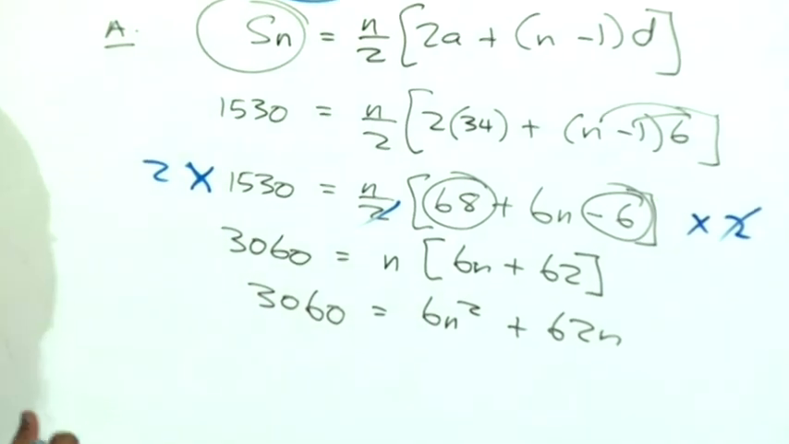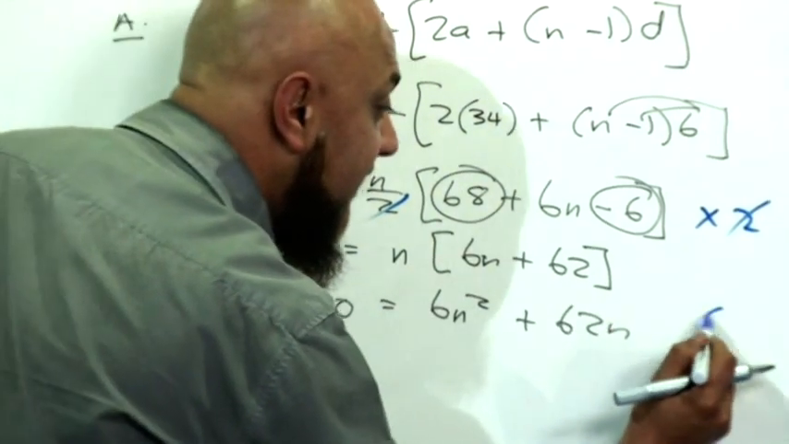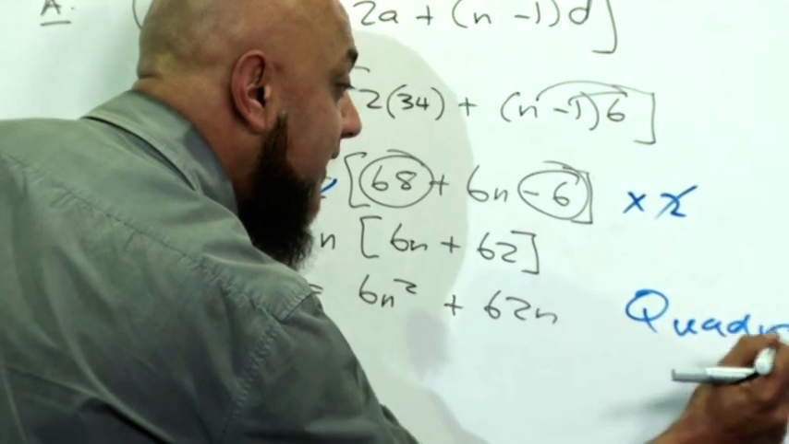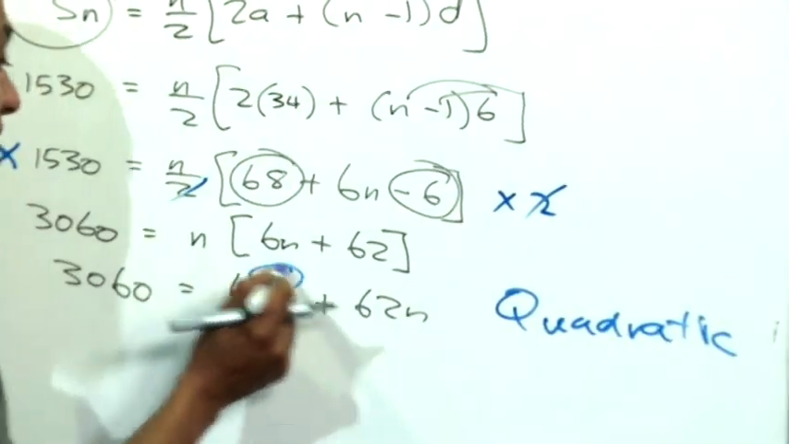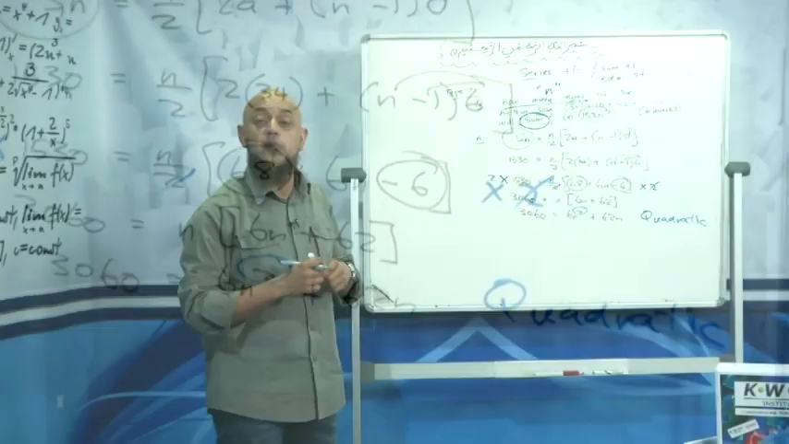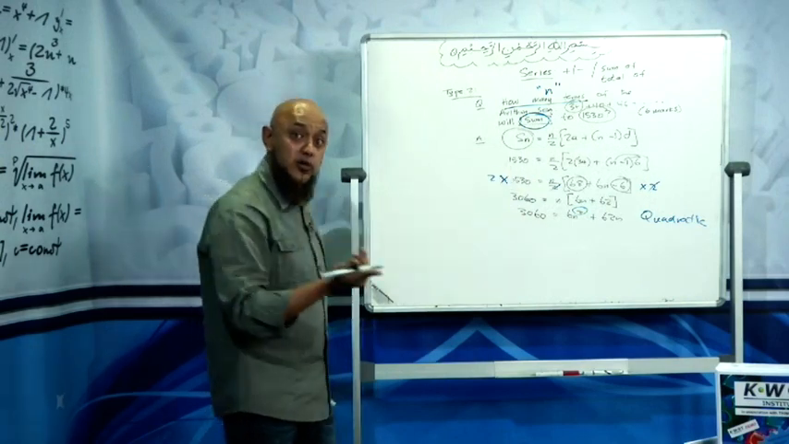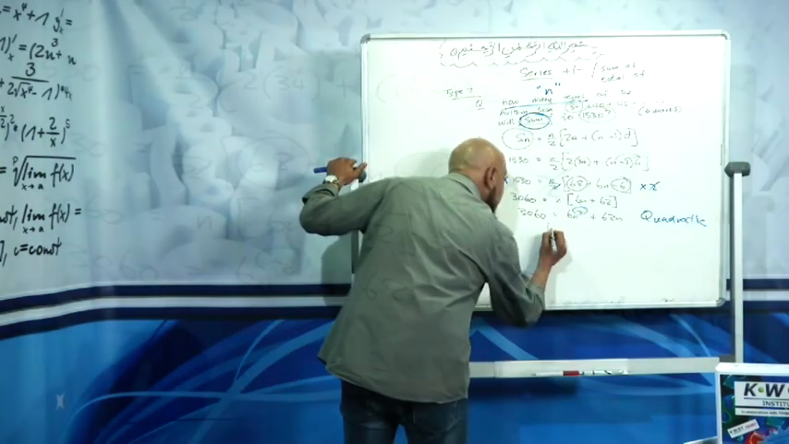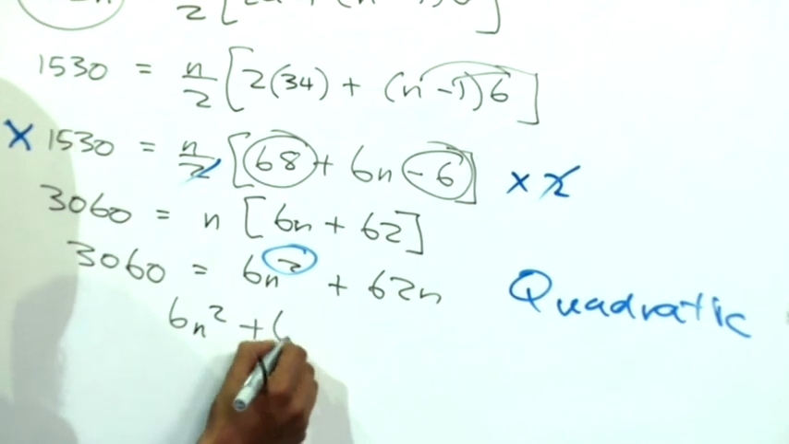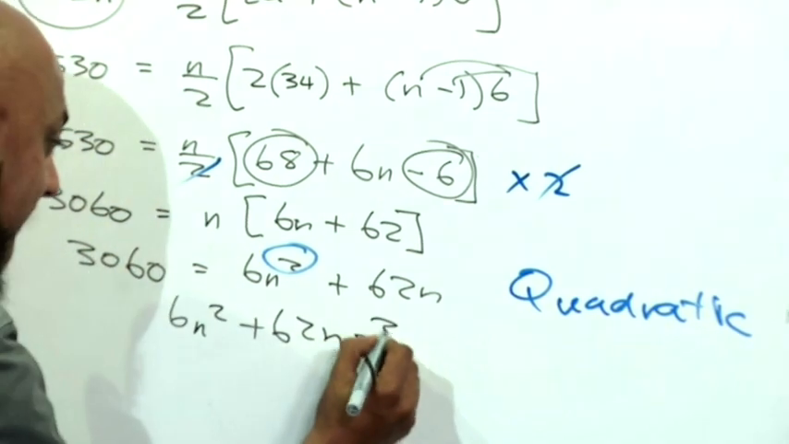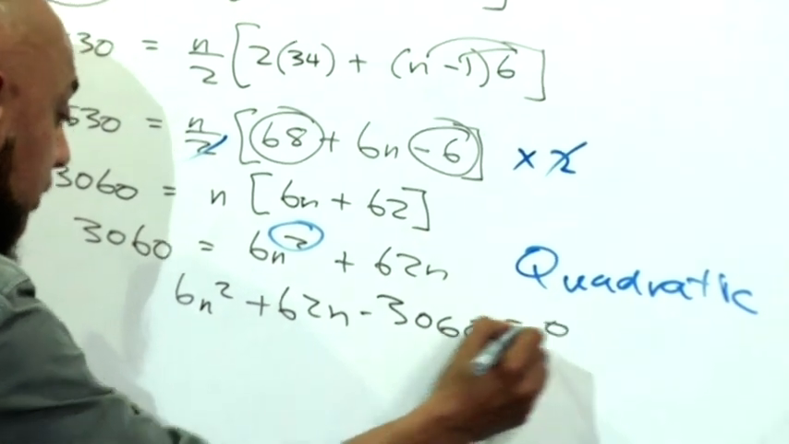That is a quadratic equation, guys. This is now a quadratic equation. Why? Because we have a square sign. In a quadratic equation, we know the right-hand side must always be 0. So now what do we have? 6n squared plus 62n minus 3060 is equal to 0.